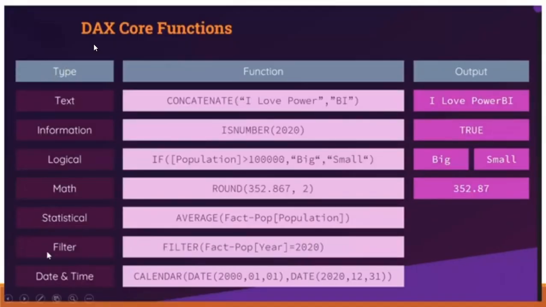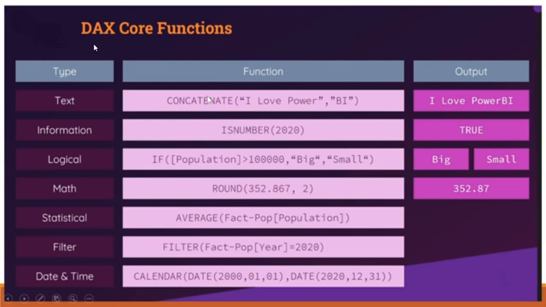So these are the core functions that we are going to learn: text, information, logical, math, statistical, filter, and date and time. In each of these, we are going to learn not all of them, but the most frequently used. Now coming to the text functions. An example is the CONCATENATE function. Here, I am not using the ampersand symbol because there are only two words that I have to combine, so instead we are using the comma here.